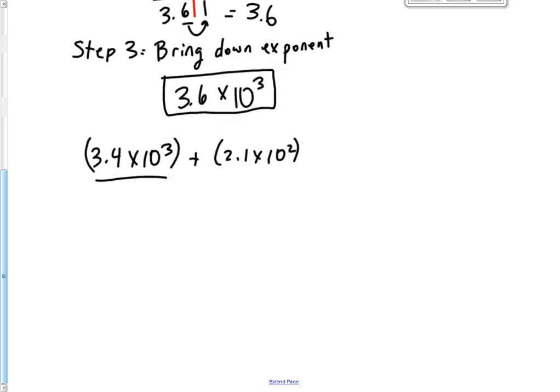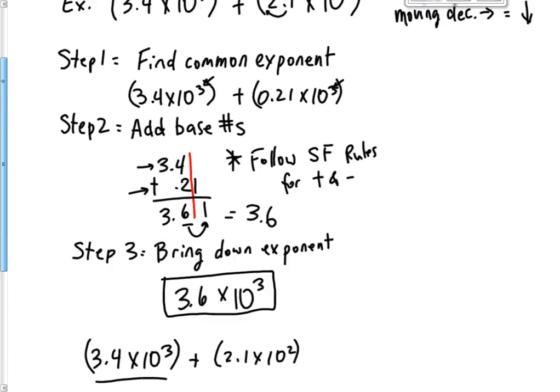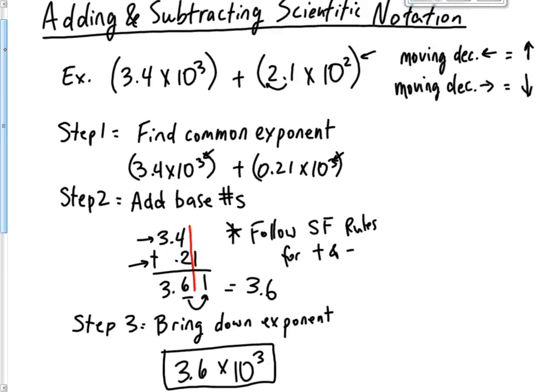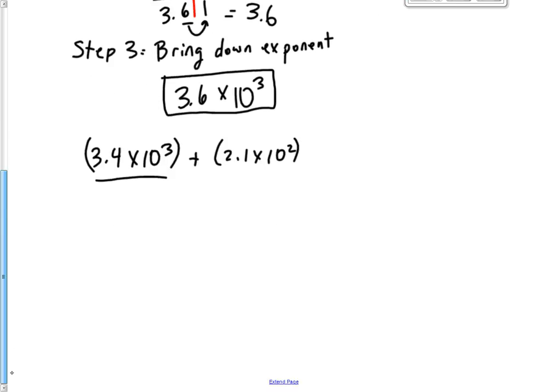To make it a 2, we need to have our exponent go down. If we look at that rule I wrote up here earlier, we want our exponent to decrease, so we're going to move our decimal to the right. So 3.4 becomes 34. We end up with 34 times 10 to the second plus 2.1 times 10 to the second.